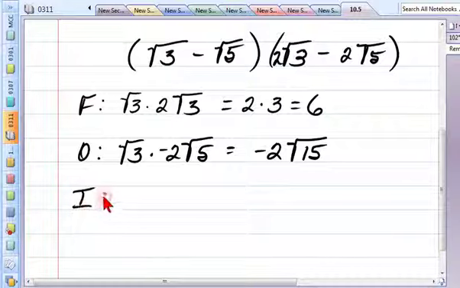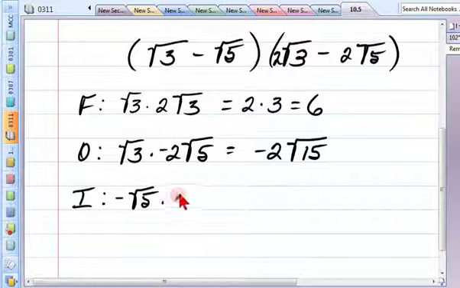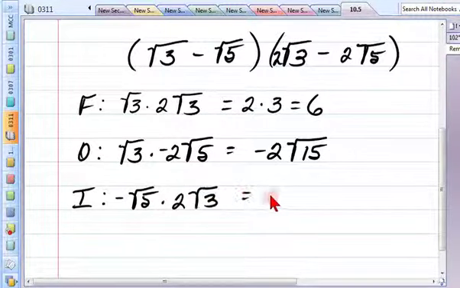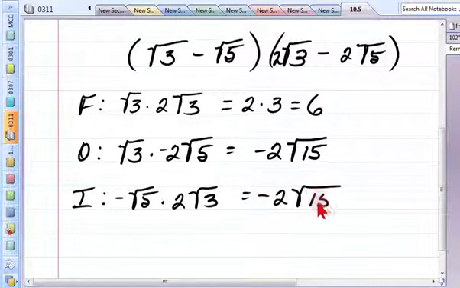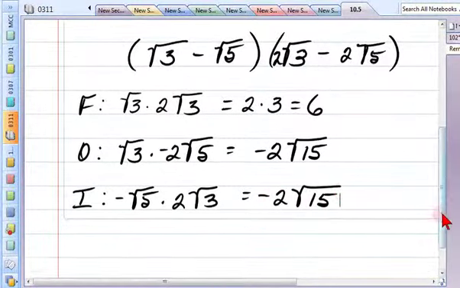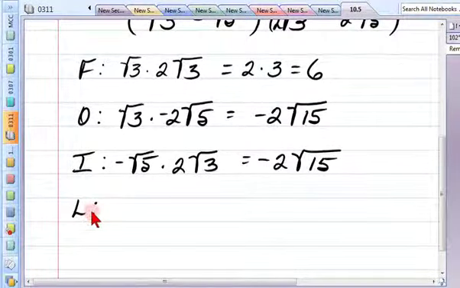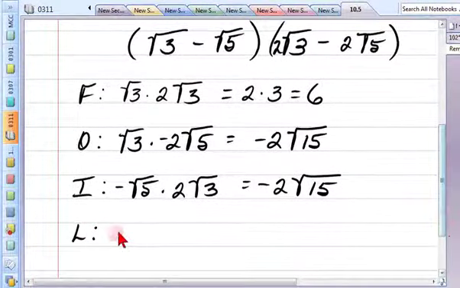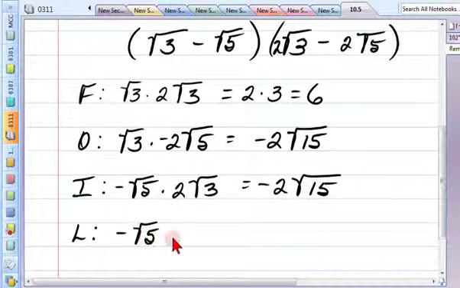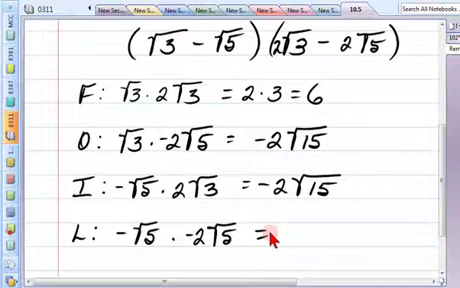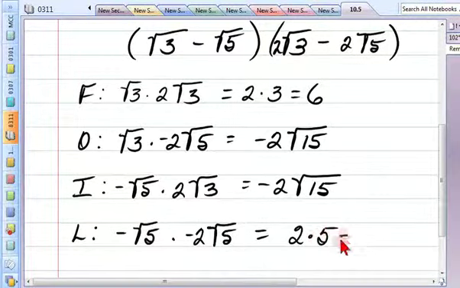The inner product, that is negative square root of 5 times 2 square root of 3, or negative 2 square root of 15. Okay, somehow I managed to make that happen. And the last is negative square root of 5 times negative 2 square root of 5. Negative times negative is positive. 2 times, what's the square root of 5 times the square root of 5? It's 5, which is 10.